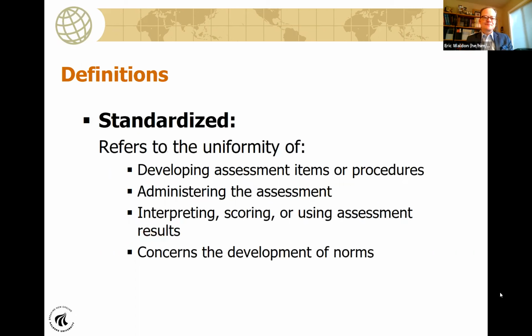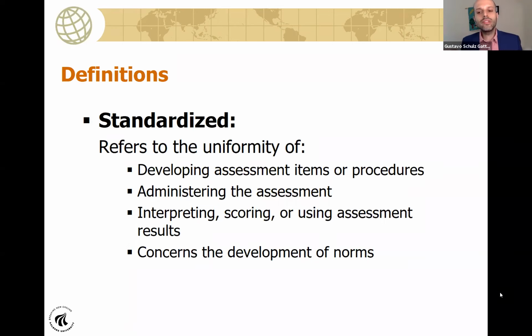Gustavo. Yes. So I also would like to introduce the definition of the term standardized. So when we understand this term, we can also have three different meanings. So the first is regarding how uniform are the assessment items and the procedures. When I understand the procedures, I can include administering the assessment, interpreting, scoring, or using assessment results. But also, I can understand the term standardized as a transformation of data into a distribution of standardized scores.